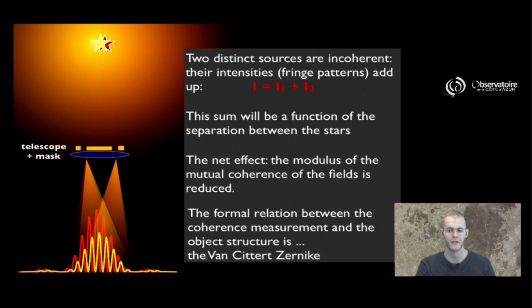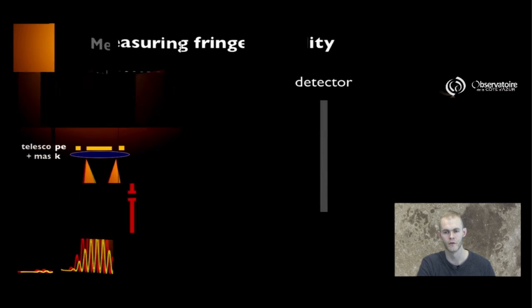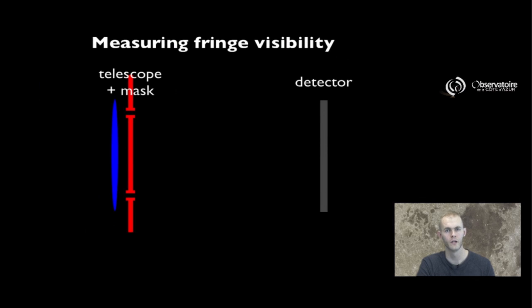Now, Stefan back then didn't know this, but now we know that the formal relation that links the value of that visibility, the coherence, and the structure of the object is the Van Cittert-Zernike theorem. Stefan didn't know about this and was simply looking for qualitative changes in the structure of the fringes. He was trying to measure what we call visibility.